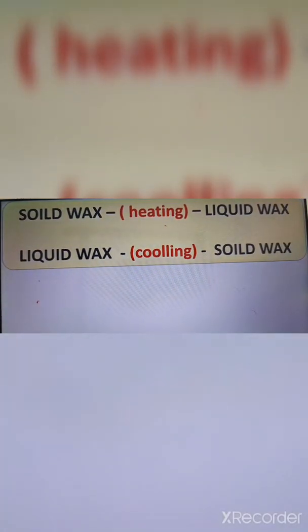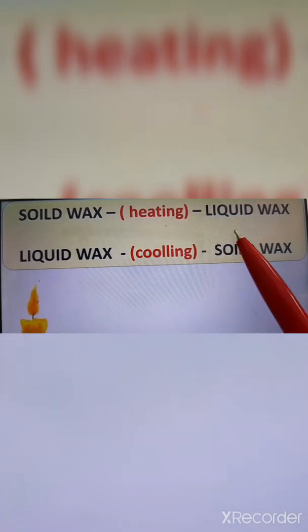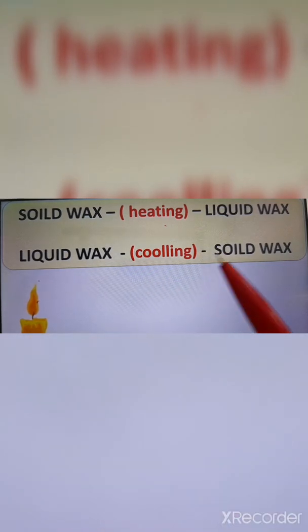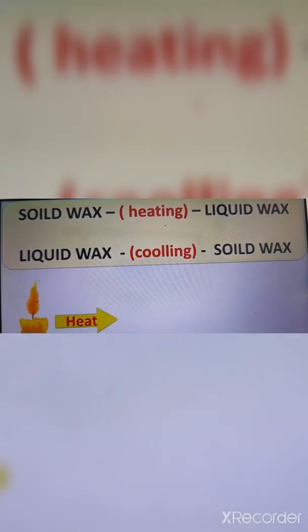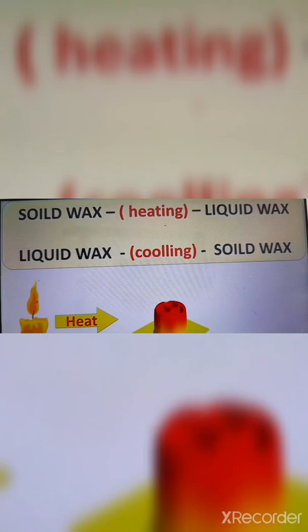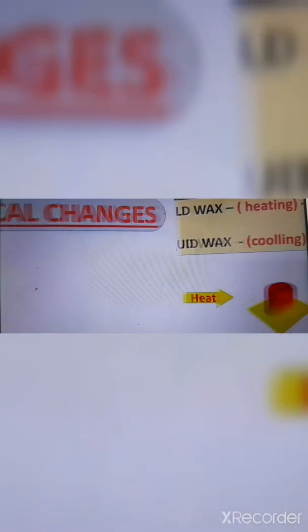Let's take another example of a candle. Solid wax, when we heat it, will convert into liquid wax, and liquid wax on cooling becomes solid wax. So here is the candle. When we heat the candle, it will melt, and when we cool this melted wax again, it will convert into solid wax.